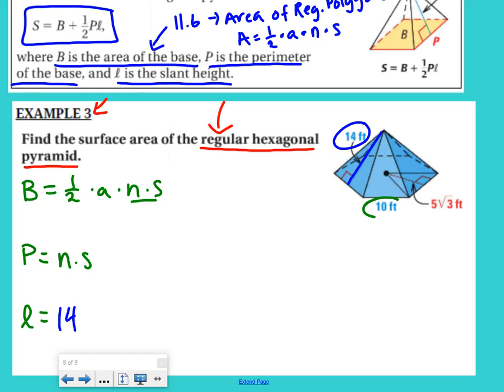We know the side length is 10, so for our perimeter, 10 is the side length. And we also know the number of sides because we are told it's a hexagonal pyramid, so the number of sides is 6. And then we are also given the apothem, which is really nice. We don't have to do any solving for that, so we can figure out the area of the base as well.